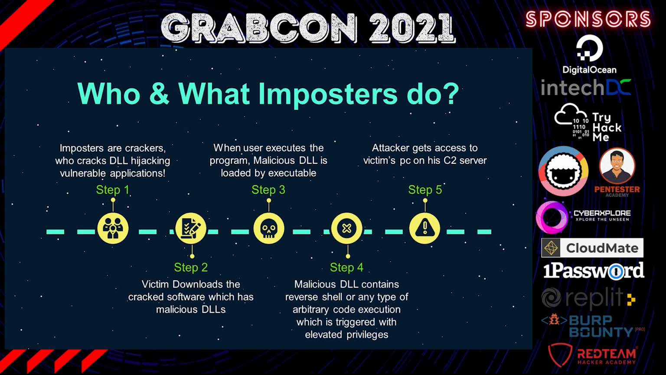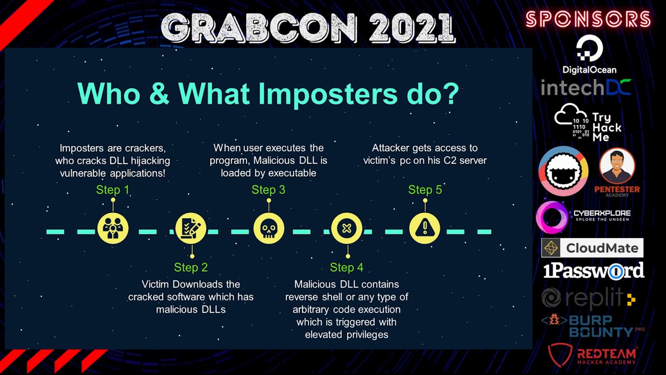In step 3, what happens when the user executes that program? Simply, that malicious DLL which is placed in the current directory, as I gave you the example previously, on the desktop. We have a missing DLL, but when we place that malicious DLL in that directory and execute that program, the malicious DLL is loaded by the executable. Basically, the path given by the developer in the application asks for a DLL at that place, but there is no DLL. So to fulfill that need, we place our malicious DLL so that it can be loaded by the application.